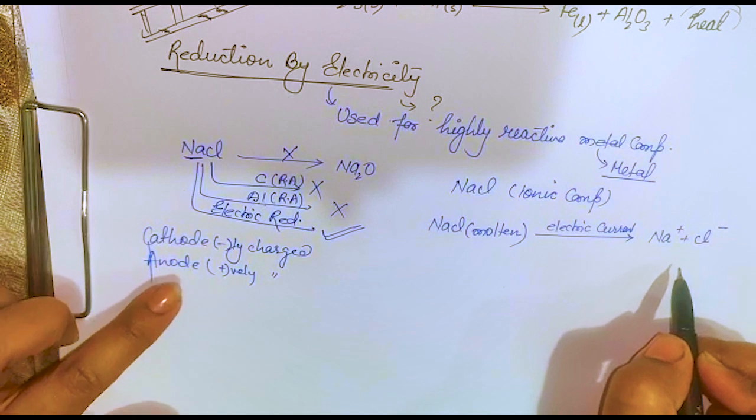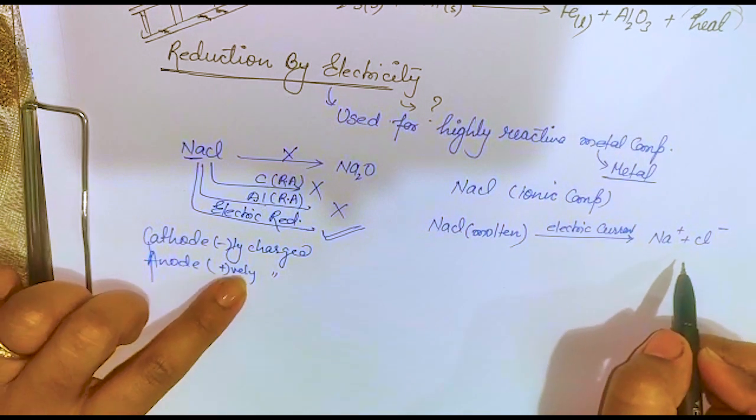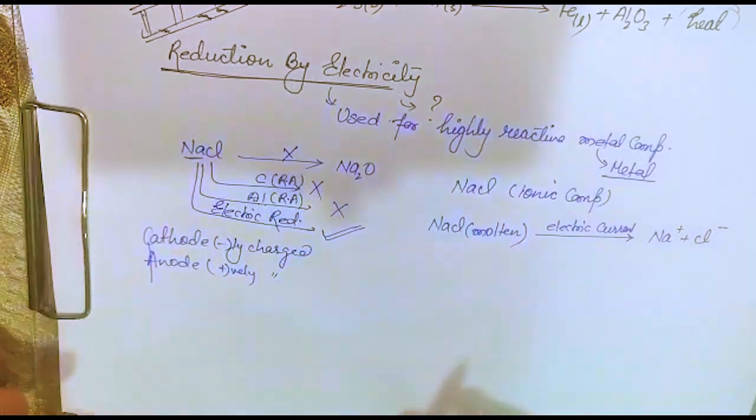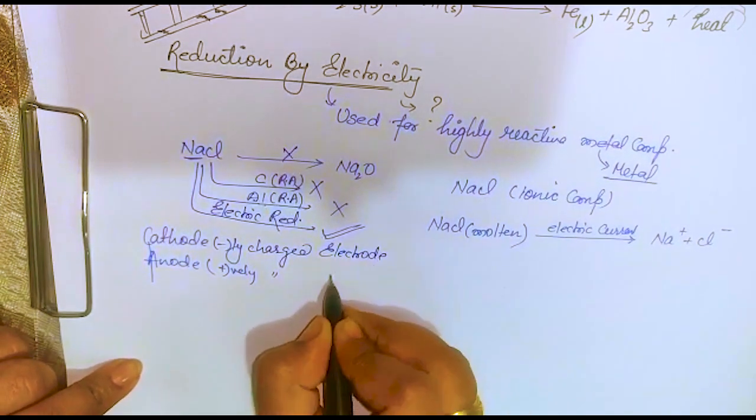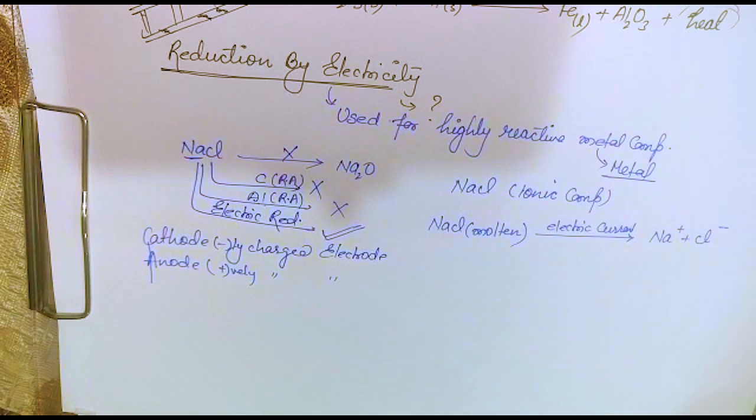That means the Cl- will start moving towards the positively charged electrode, that is anode. Got it? This is, let me write here, electrode. So now what will be the equation? First, let's start with this equation.